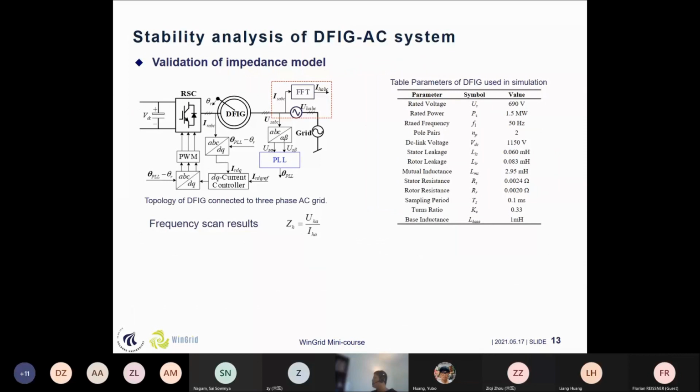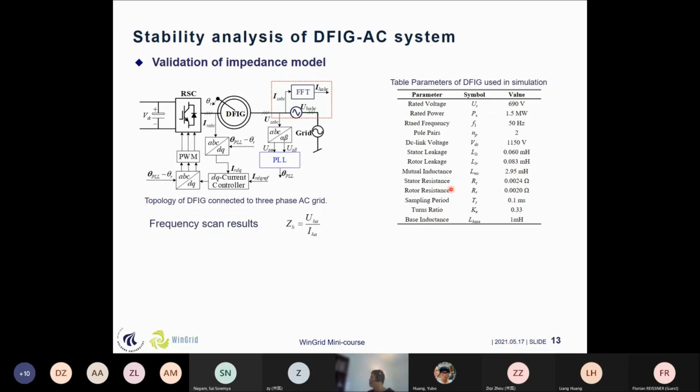Okay, since we are making the impedance model in that part, then we are going to do some validations of the impedance model. And how do we do the validation? That is by the frequency scan. What the frequency scan means is that we need to inject some small signal voltage, like a harmonic voltage, into the main circuit, and then we can get the corresponding harmonic voltage by using the FFT analysis, and then we can get the harmonic impedance by using this equation.